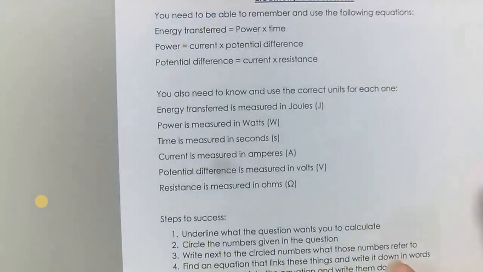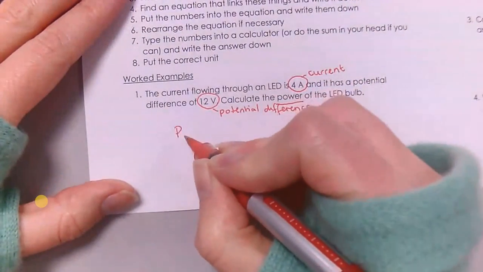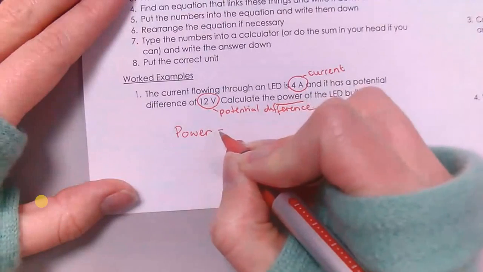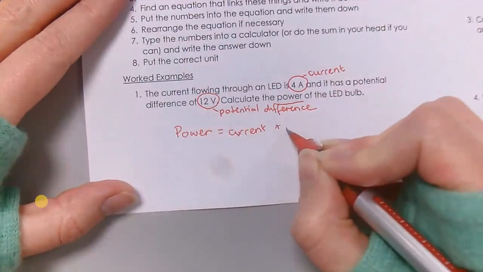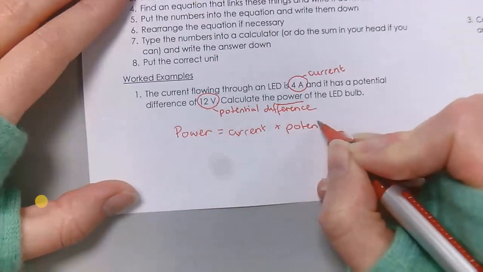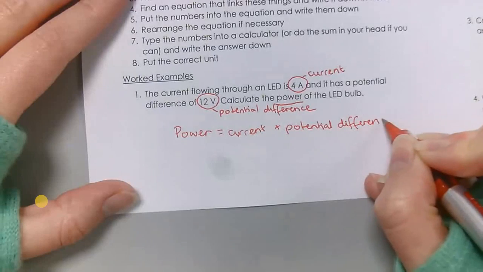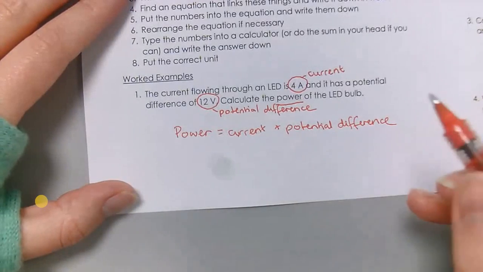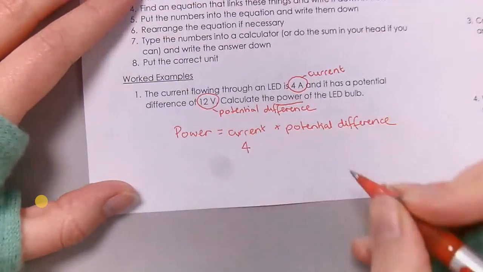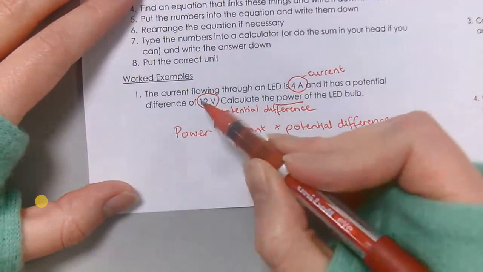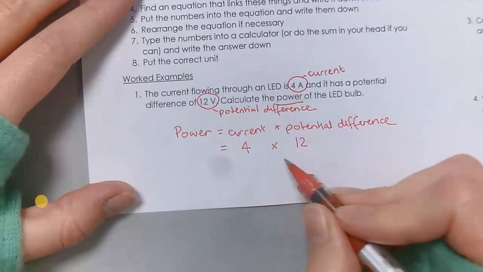And we're going to write that equation underneath our worked example. So power equals current times potential difference. Now what you need to do is fill in the numbers from the question. So our current is 4, so I'm going to write 4 under there. I'm going to times that by 12 for the potential difference. And so power equals 4 times 12.